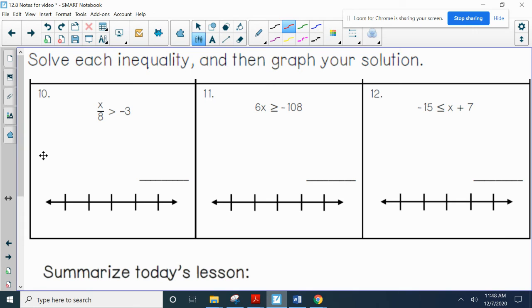All right, so you should have already paused it and worked through them, so let's go ahead and check it. We have x divided by 8. How do I get rid of division? Multiplication. So we're going to multiply both sides by 8. And we have 8 over 8 x is greater than negative 3 times 8, negative 24. So 1x is greater than negative 24.